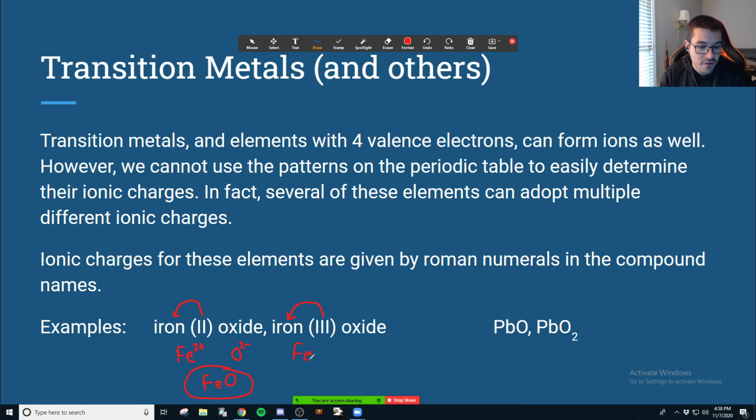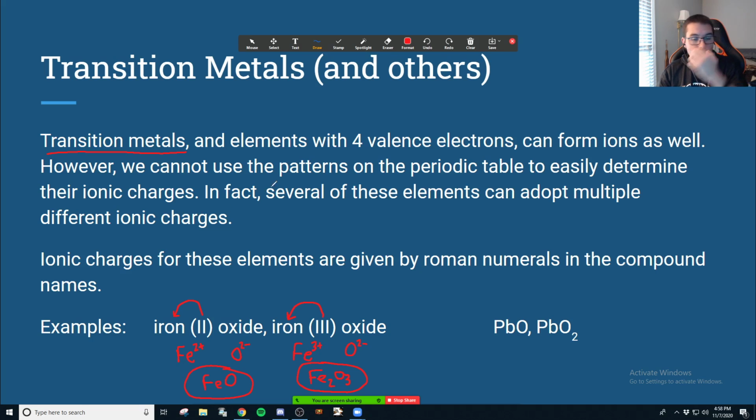Iron 3 oxide has a +3 charge. That's what that Roman numeral tells us here. Oxide is still going to be the same, 2 minus. And so to determine the formula for this, it's a little bit more complicated. It turns out that I need 2 irons and 3 oxides to get that electrically neutral compound. So that's my formula there. Those are 2 different compounds that do exist in reality. You have FeO and Fe2O3, iron 2 oxide, iron 3 oxide. They're 2 real things. Iron can adopt multiple different ionic charges, and that is true for several of the different transition metals.